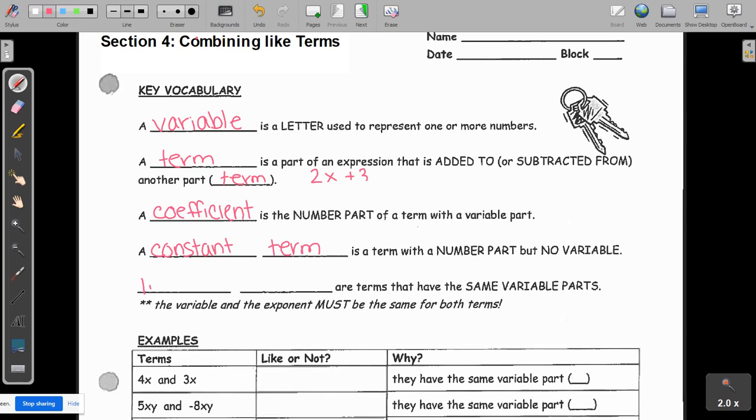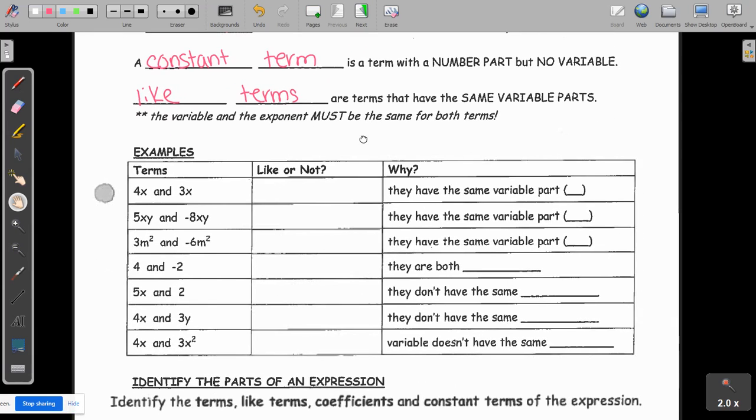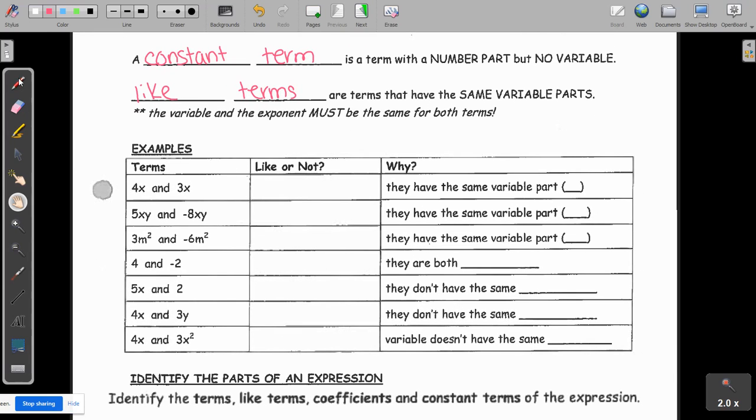And then lastly, like terms are terms that have the same variable parts. The variable and the exponent must be the same for you to combine them or consider them like terms. So let's look at some examples. We have 4x and 3x. They both have an x, so they are considered like terms. The reason why, they both have the same variable part, which is x.